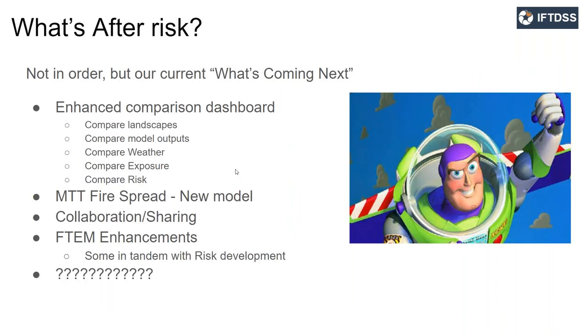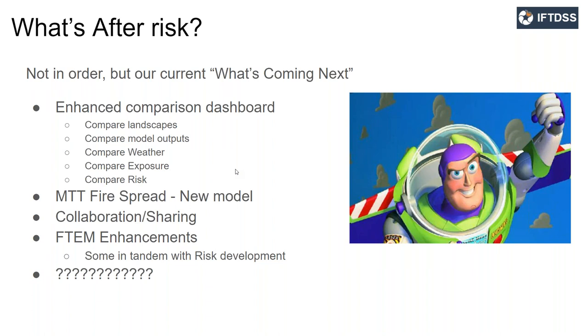After risk, which I don't know exactly how long risk will take, my guess is 3 to 6 months. Once that is done and available, this is kind of our wish list of what's coming next. They're not in any certain order, but as we get closer to starting to implement it, we will refine this list and figure out exactly what we're doing. But we know we want to do an enhanced comparison dashboard. So that would include the new ability to compare exposure, risk, landscape burn probability model outputs, et cetera, stuff we don't have in the system right now, as well as adding the ability to compare fire model outputs based on changes to weather, which we don't have.